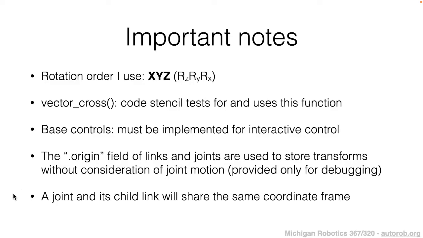Finally, one other important thing that we implicitly hinted at, but is worth pointing out explicitly, is that in our version of a URDF, a joint and its child link will share the same coordinate frame. We saw this when stepping through the forward kinematics recursion, but I'm pointing it out explicitly to clarify.